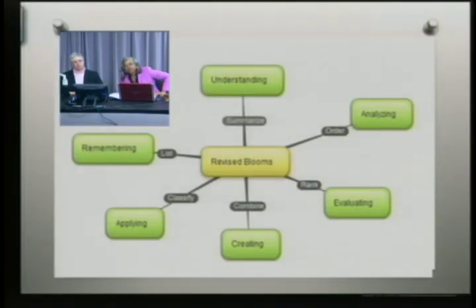Revised Bloom's also has 4 knowledge dimensions. Those knowledge dimensions will determine what type of verb you're going to use when you are teaching a concept. For example, this picture that you're seeing now is your lowest level, your factual level. If I were using revised Bloom's with the factual level, focusing on remembering, I may have my students list something, or I might have them recall something.